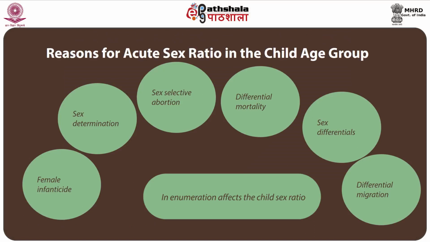There are several reasons attributed to the skewed sex ratio in the child age group: female infanticide, sex determination and sex selective abortions, sex differentials in mortality, and sex differentials in migration all affect child sex ratio. Even more importantly, sex differentials in enumeration can also give a wrong idea about the child sex ratio in any population group.